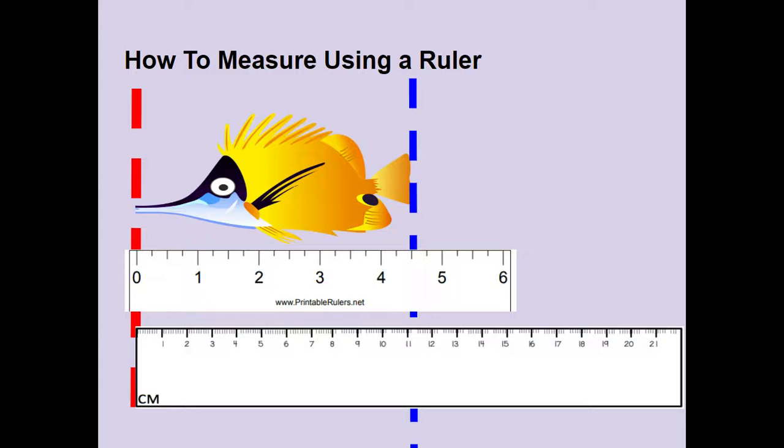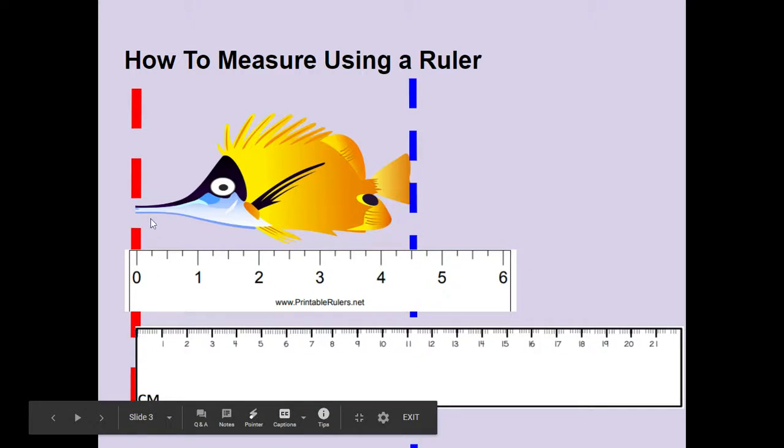How do we use a ruler? When we measure with a ruler, it's really important that we line up our object at the beginning of the ruler. Some rulers have a zero. If it has a zero, line up the beginning of your object at the zero. But if your ruler does not have a zero, like this one down here, we would line up the beginning of our object at the beginning of the ruler.